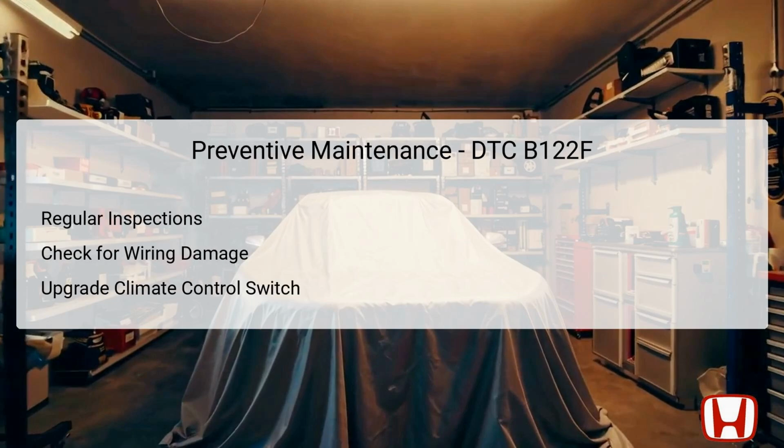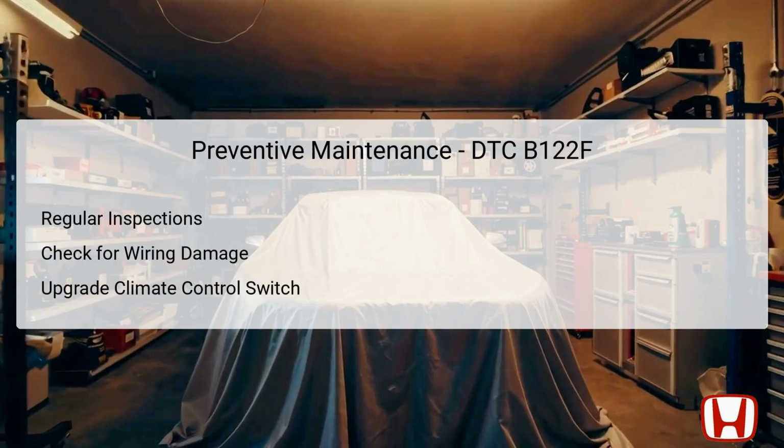To prevent the reoccurrence of DTC B122F, implementing a robust preventive maintenance plan is essential. Regular inspections of the climate control system should be a part of routine vehicle service to identify any potential faults before they develop into more significant issues.